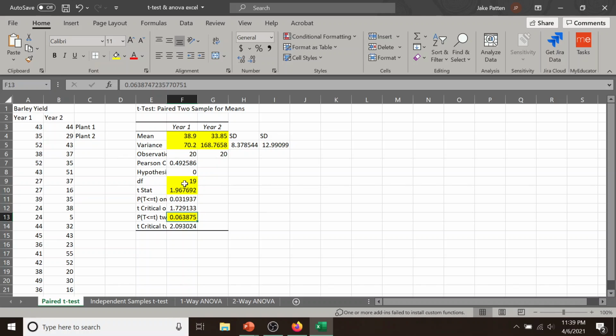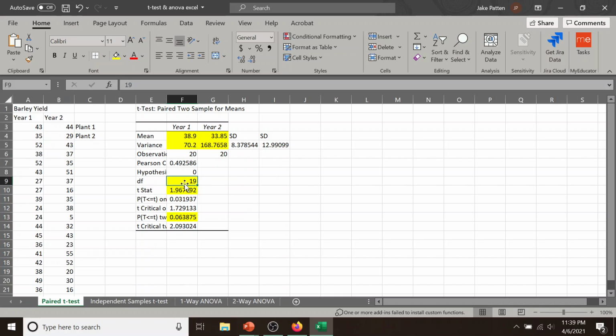Also, another thing that you'll notice that's different is the DF for the degrees of freedom for a paired samples t-test is not 38. It's not 20 plus 20 minus 2. It's not n minus 2. It's actually the n of one group minus 1.